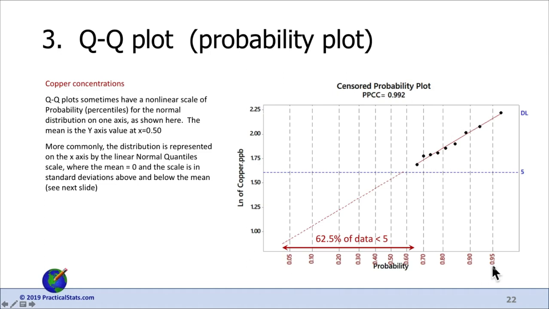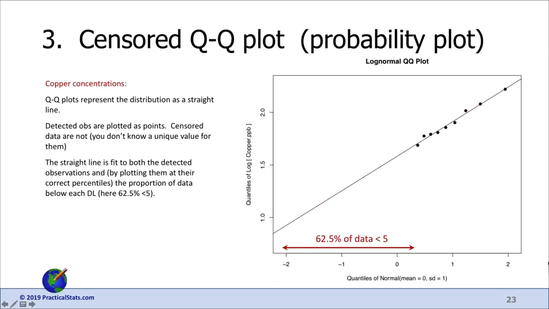These are percentiles. You can see they're on a very nonlinear scale. These are percentiles for a normal distribution. They're smashed together a little more closely in the center and spread out as you go to each end. That's because it's representing the bell shape of a bell-shaped curve. Usually in these plots, that scale is transformed into a linear scale, and this linear scale is called normal quantiles.